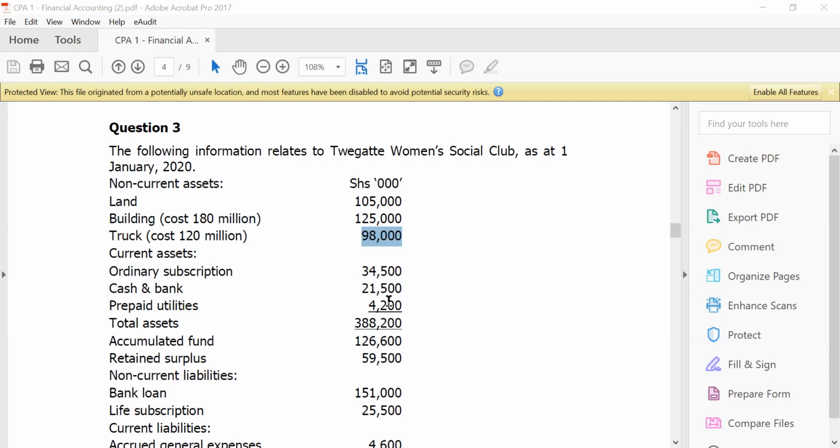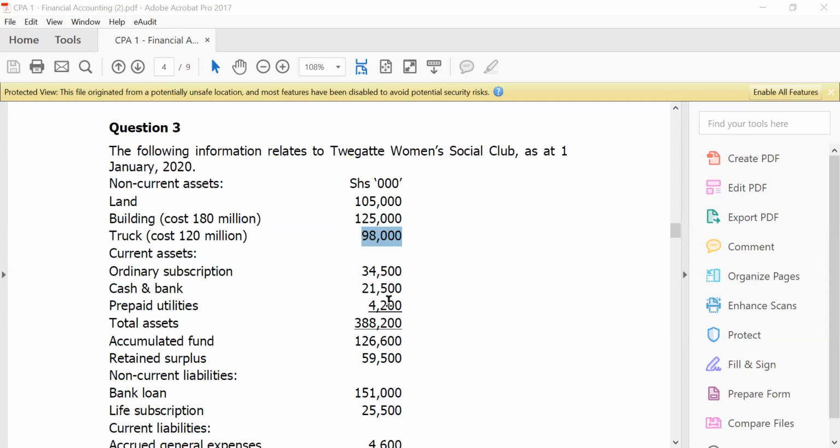So truck cost 98 million, same story. Then we have current assets, we have ordinary subscriptions. Now, one of the things that you get to realize is that for non-for-profits, one of their most common sources of income is subscriptions. And these subscriptions are usually from members. So ordinary subscriptions basically means members contribute money, let's say annually, to the organization, to the association.